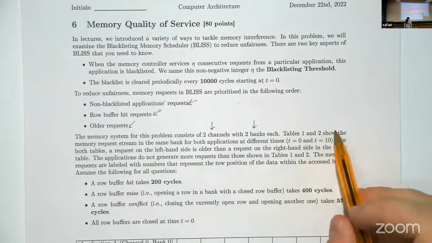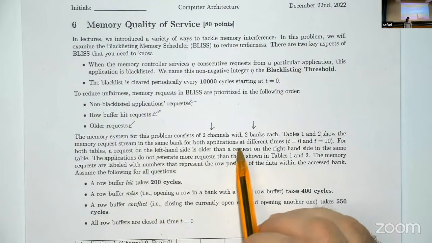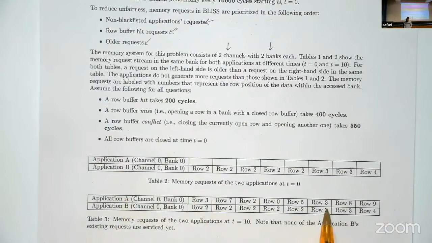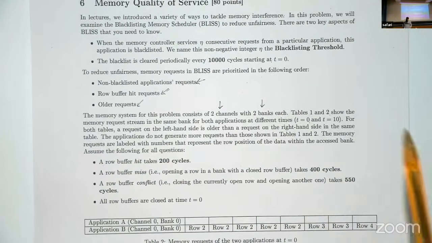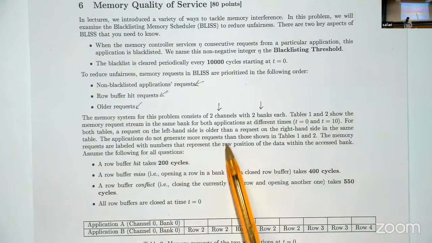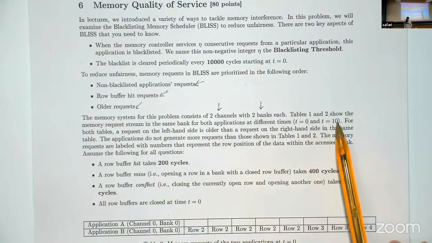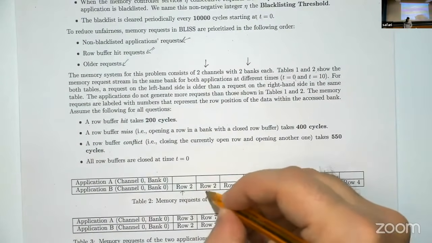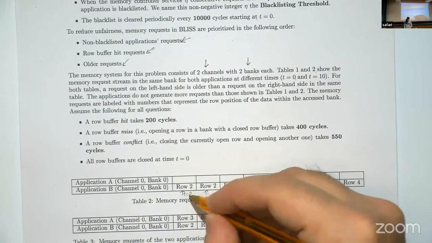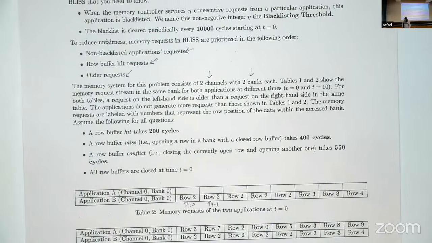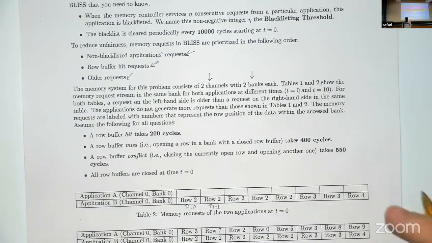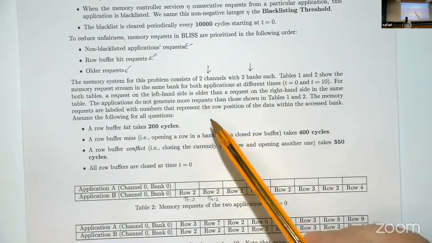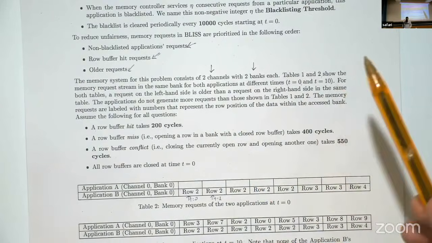And tables 1 and 2 show the memory request stream in the same bank for both applications at different times, t equals 0 and t equals 10. And this is the stream that you can see. It says that for both tables, a request on the left-hand side is older than the request on the right-hand side in the same table. So if this was issued, let's say at t=0, this was issued at t=1. The applications do not generate more requests than those in tables 1 and 2, and the memory requests are labeled with numbers that represent the row position of the data within the accessed bank.